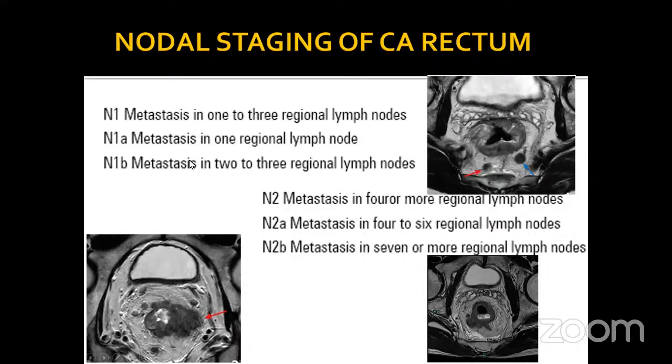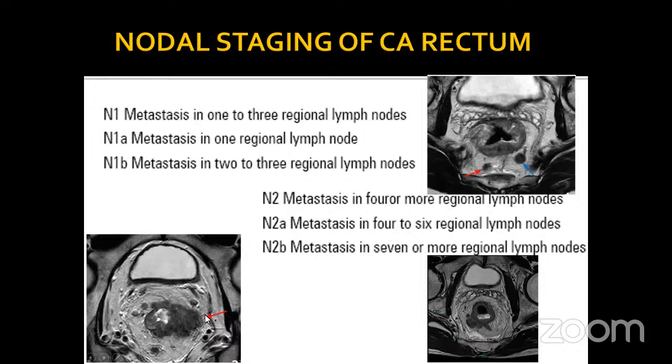So let me talk about nodal staging. We all know in N1, if the number of regional nodes is within 3, it is one lymph node in N1A, and 2 to 3 nodes in N1B. If it is more than 3, like 4 to 6, it is N2A. If it is more than 6, it is N2B. This is about regional lymph nodes.